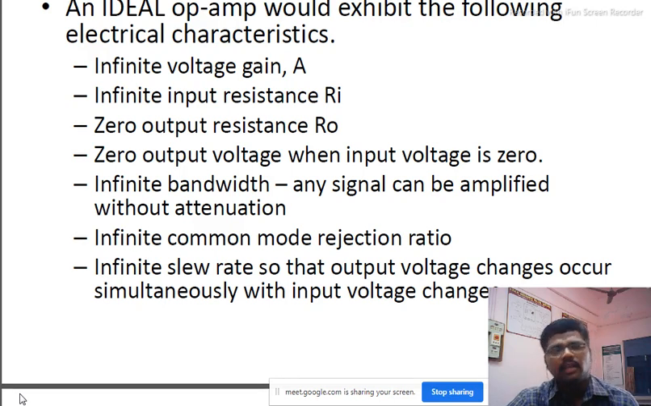The same thing here also, an op-amp also represents some of the characteristics. That is, the voltage gain is infinite, input resistance is infinite, and output resistance is also infinite. In case the input voltage is 0, the output voltage is also 0.